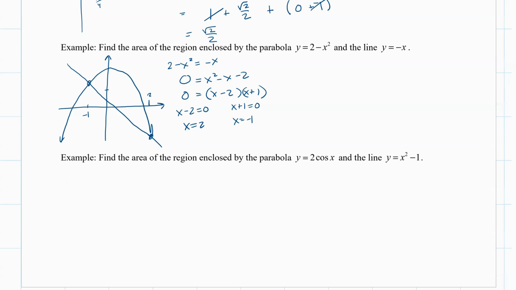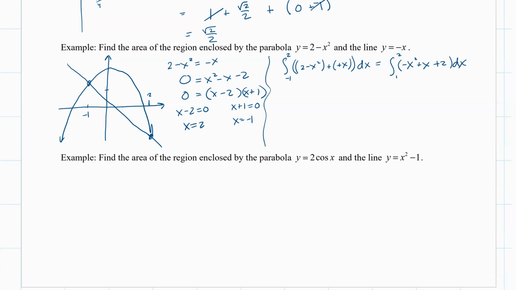So we'll write that integral. It's going to be as x goes from -1 to 2. The upper curve is that parabola. The lower curve is that line. And so we'll clean that up a little bit. Integral from -1 to 2 of, I guess that'd be -x squared plus x plus 2 dx.